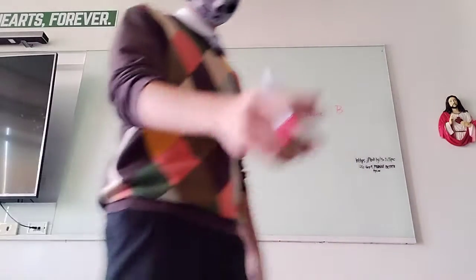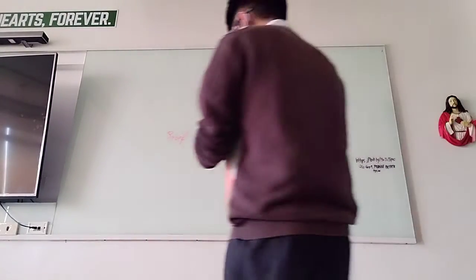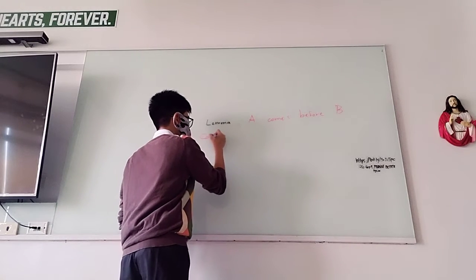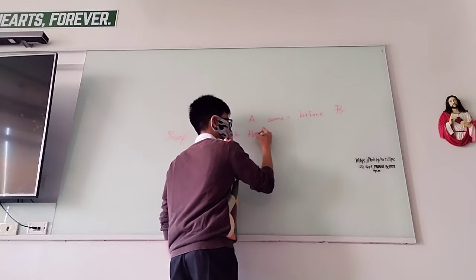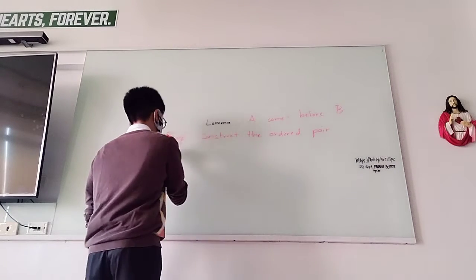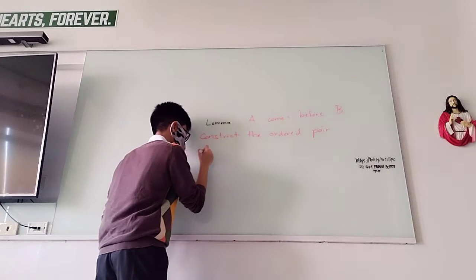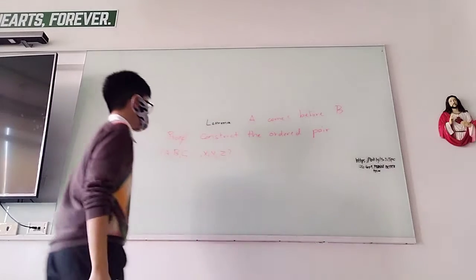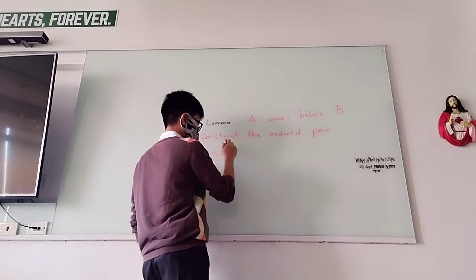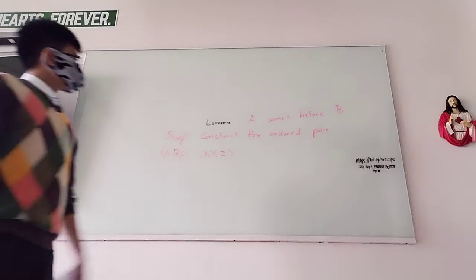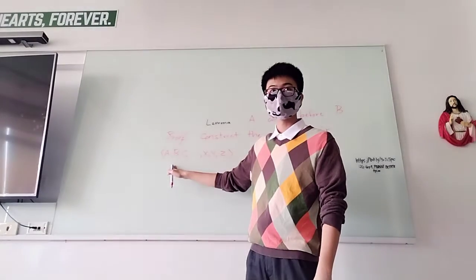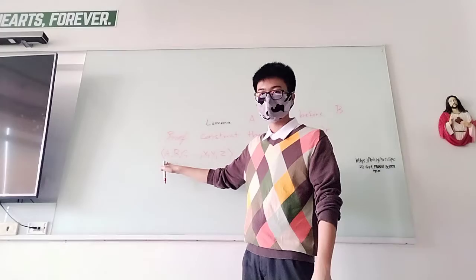Proof. Okay. So the goal of the proof is to construct the ordered pair A, B, C, dot, dot, dot, X, Y, Z. Or you can write it like this using angle brackets. I'm gonna use angle brackets. So the goal is to construct this ordered pair. Now we don't know just yet that A comes before B here. We just assume, or this is a goal that we want to go with, right?